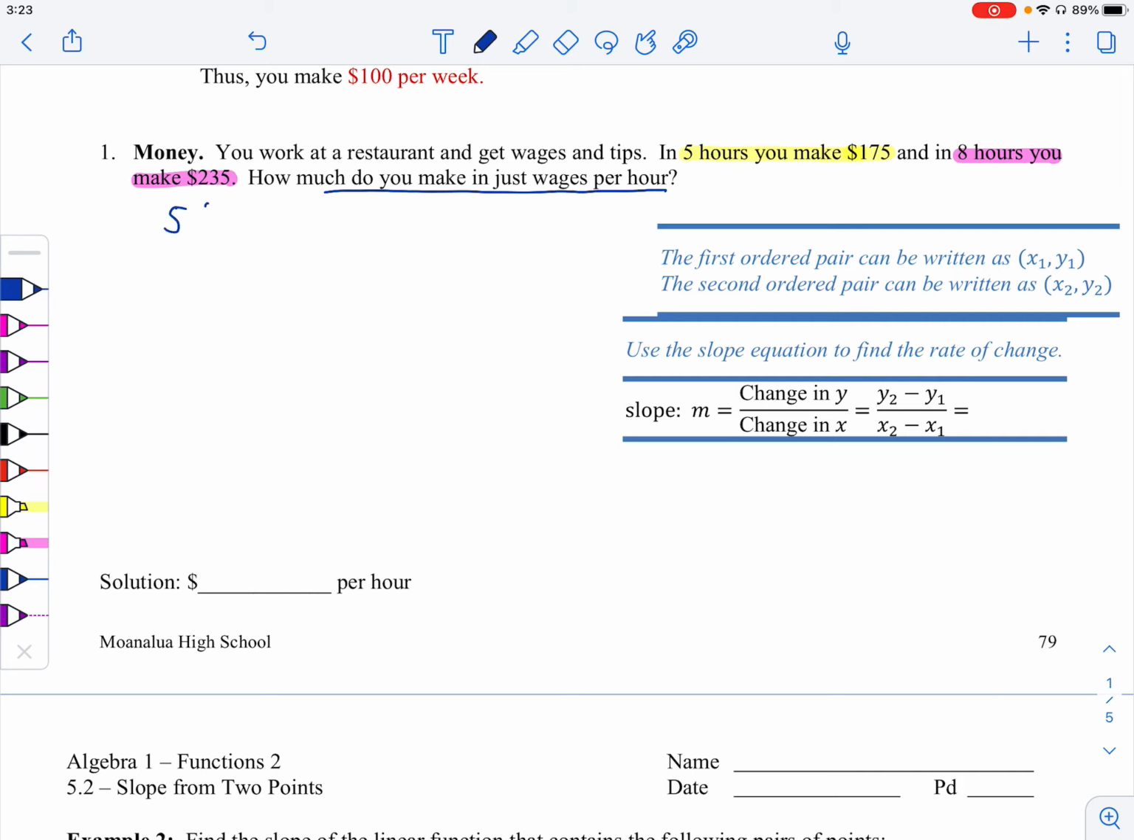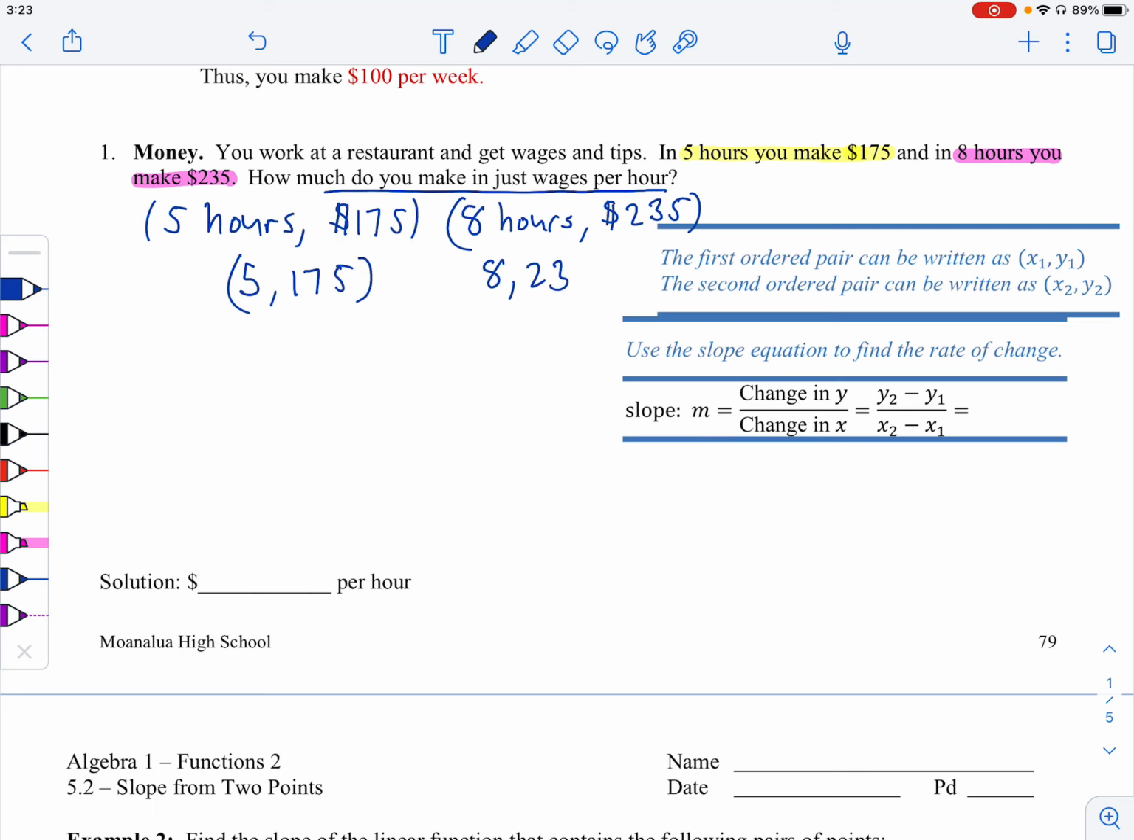Right, so we have 5 hours is $175. That's our first data point. Then we have 8 hours gave us $235. So those are our 2 data points, right? 5 hours, $175. 8 hours, $235. And those are our ordered pairs. So we can just write 5, comma, 175. And this one we can write 8, comma, 235.